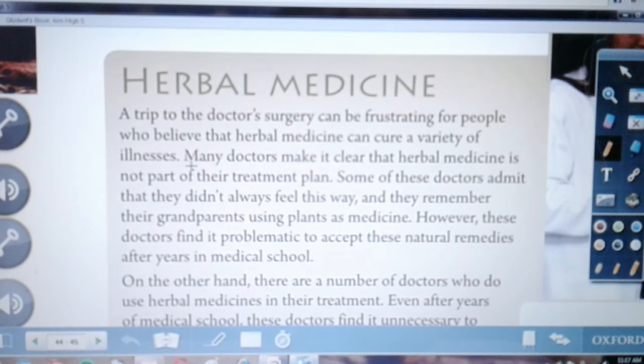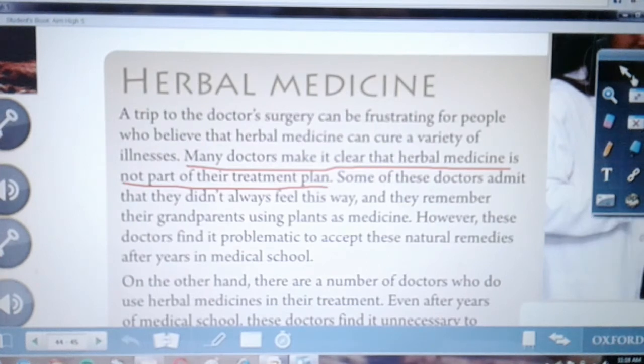Okay, so we need to underline this one. Many doctors make it clear that herbal medicine is not part of their treatment plan. Alright, so that's the first example. Can we find another example of preparatory it as object?